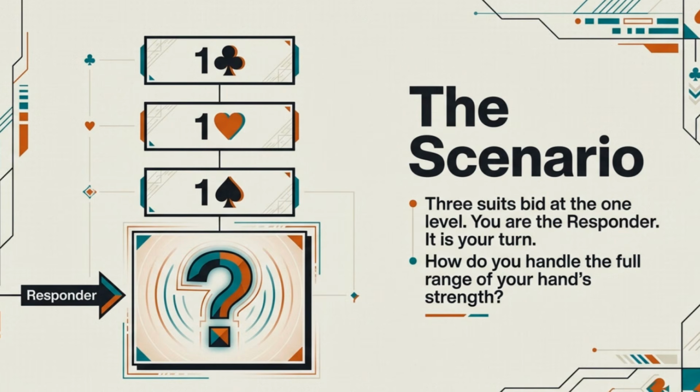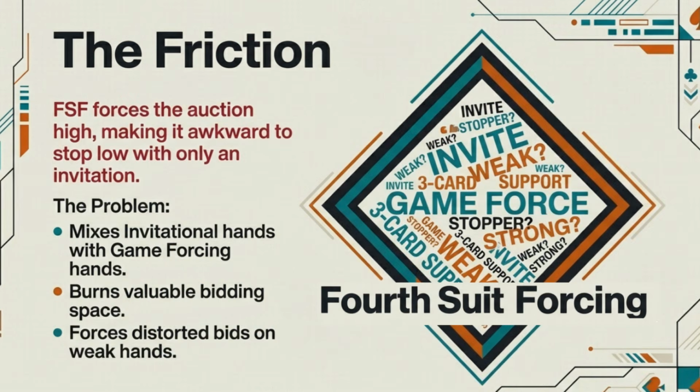Okay, so for a long time, players had this one specific tool for this exact situation. It's a convention known as 4th suit forcing, or just FSF. Now, the key word here, the one you really got to latch onto, is artificial. When you bid the 4th suit, so in our example that'd be diamonds, you're not actually saying, hey partner, I've got great diamonds. No, instead, it's a secret code. It's basically a question mark disguised as a bid.